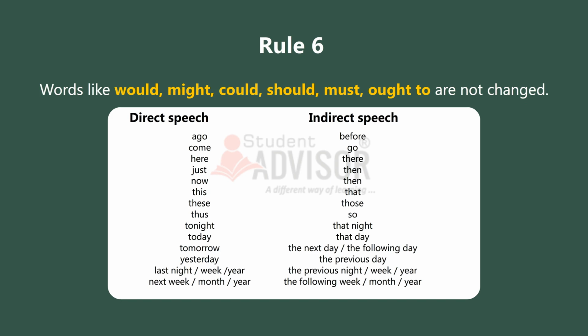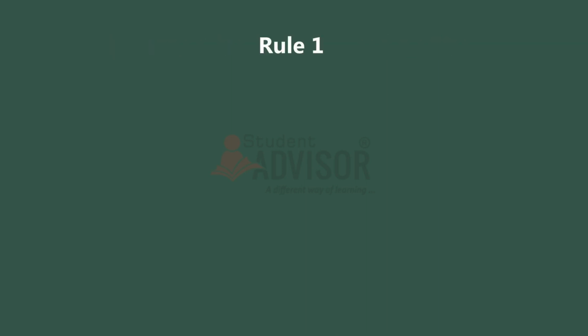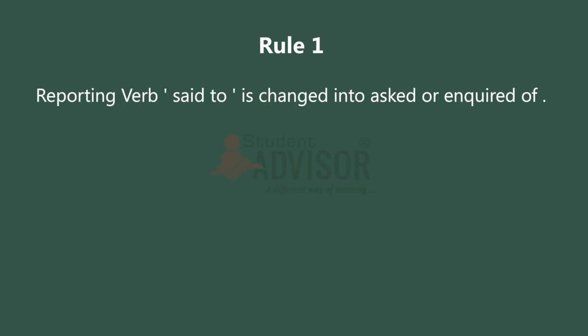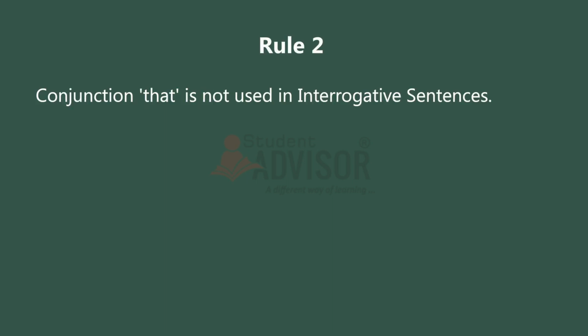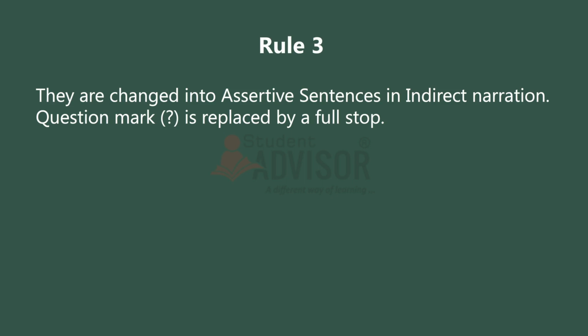The second type of sentence is the interrogative sentence or question. They have 9 rules. Rule 1. Reporting verb said to is changed into asked or inquired of. Rule 2. Conjunction that is not used in interrogative sentences. Rule 3. They are changed into assertive sentences in indirect narration. Question mark is replaced by a full stop.